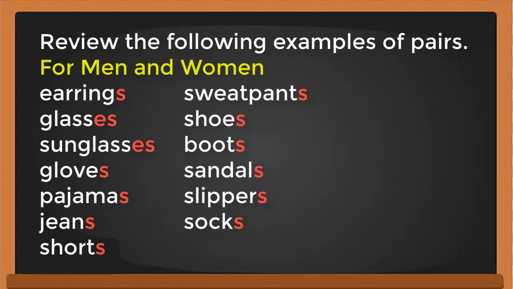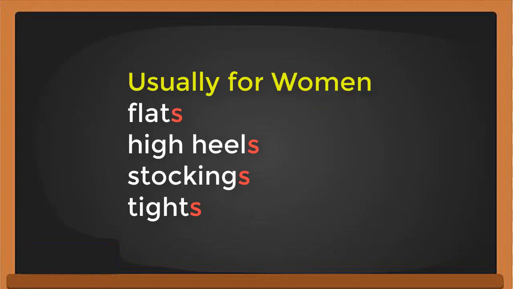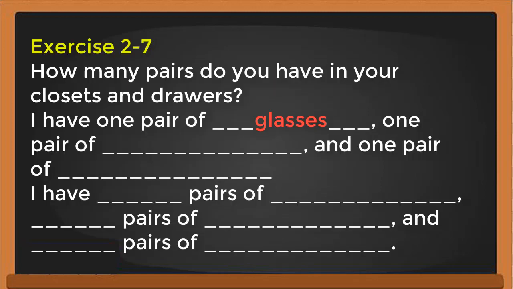Now let's see the following examples of pairs. For men and women: earrings, sweatpants, glasses, shoes, and so on. And then usually for women: flats. Flats are shoes without heels. Also high heels, stockings, and tights. This is usually for women. There are some men that use stockings, I don't know.